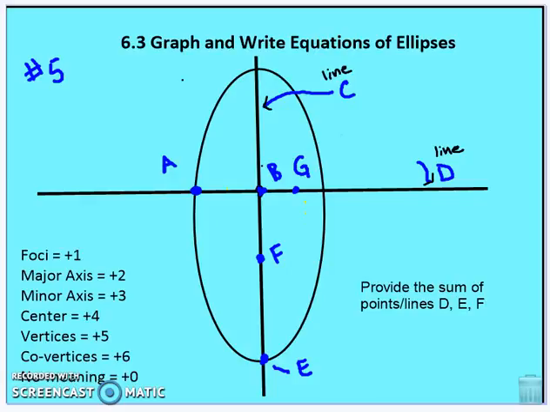Same thing for D, E, and F. So we see D is going to be the minor axis. That should be +2. E is going to be the vertex, so +5. So D should be the minor axis. It should be +2. And then F is going to be the focus. So focus is +1.